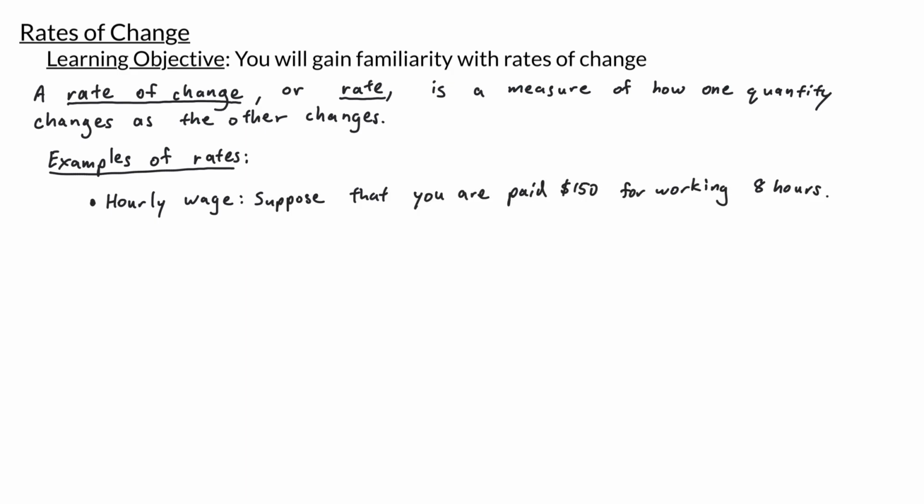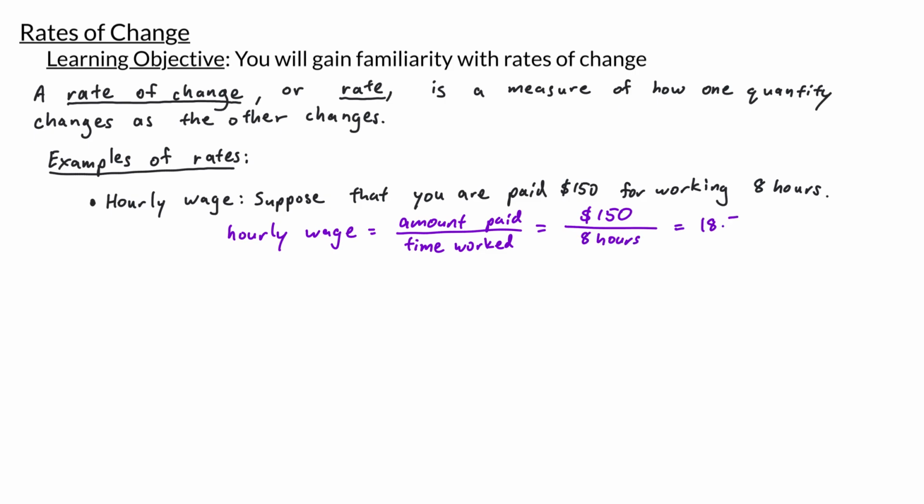Suppose that you are paid $150 for working 8 hours. Let's try to determine our hourly wage. To calculate our hourly wage, all we have to do is take the amount that we're paid and divide it by the time that we worked. So we can plug in $150 that we got paid divided by the 8 hours that you worked. And this gives us $18.75 per hour, meaning every hour that we work, our pay increases by $18.75.